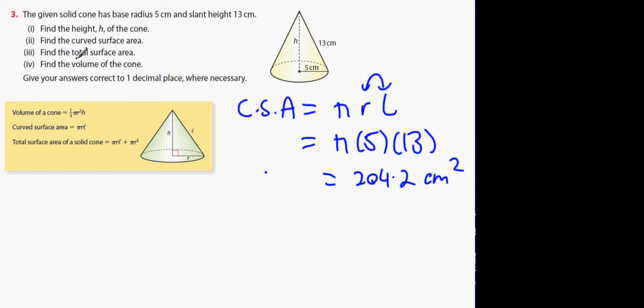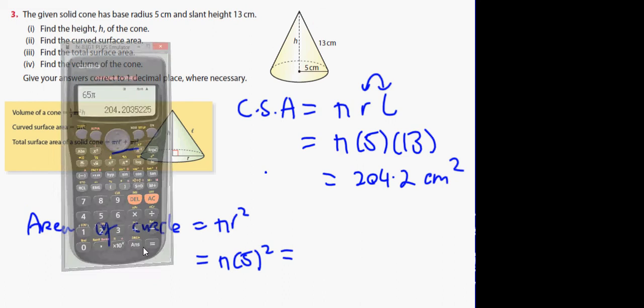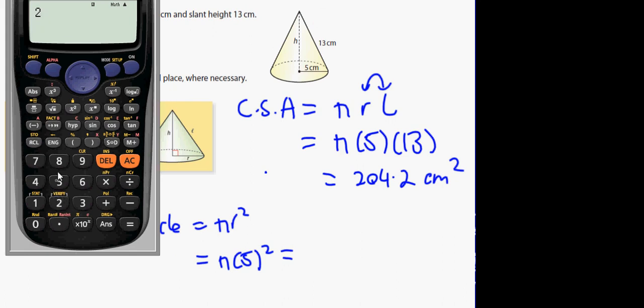Next one, find the total surface area. What do we have to add on, guys? We have to add on the circle on the bottom. What's the area of a circle? Pi r squared, which is pi times 5 squared. Put it into the calculator, change it to decimals for me. Anybody? 78.54. Okay, 78.54.